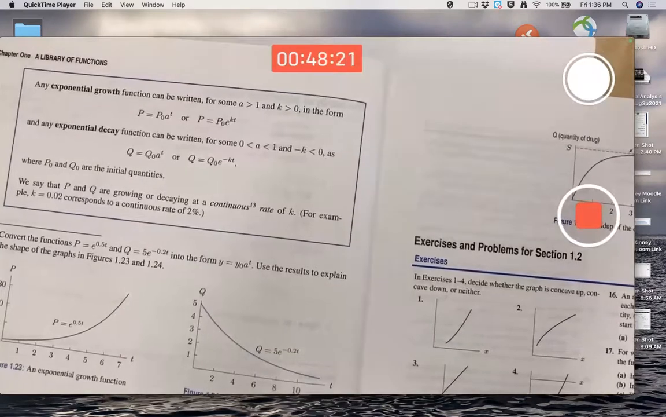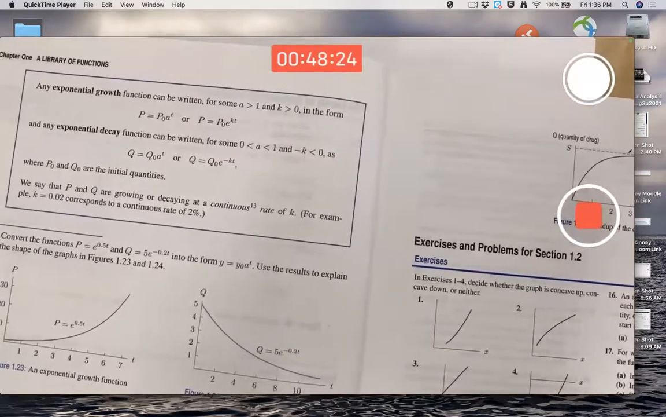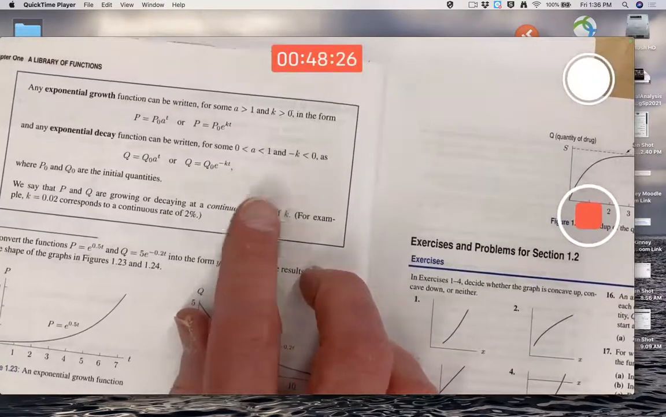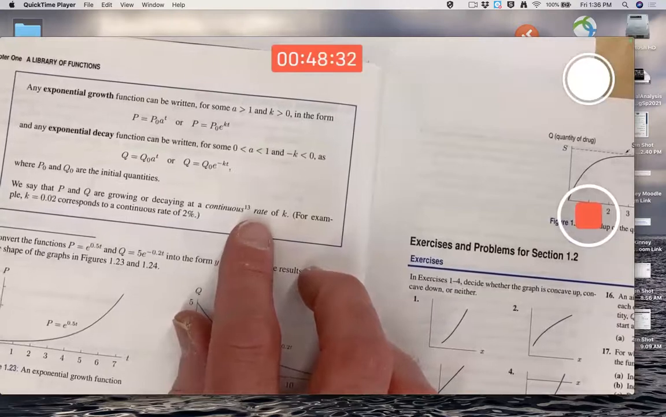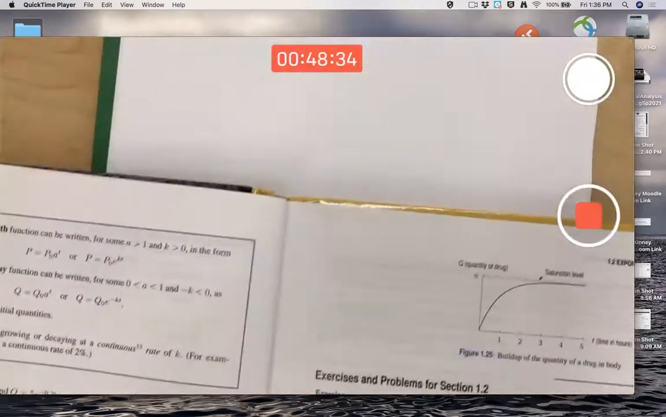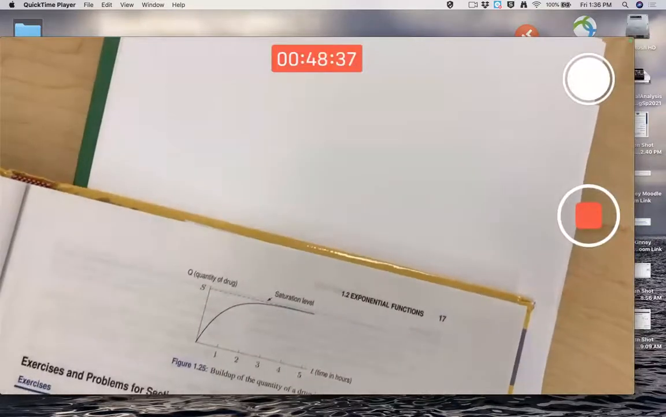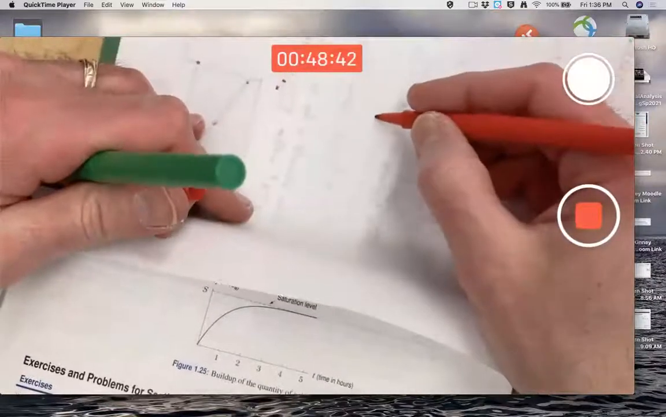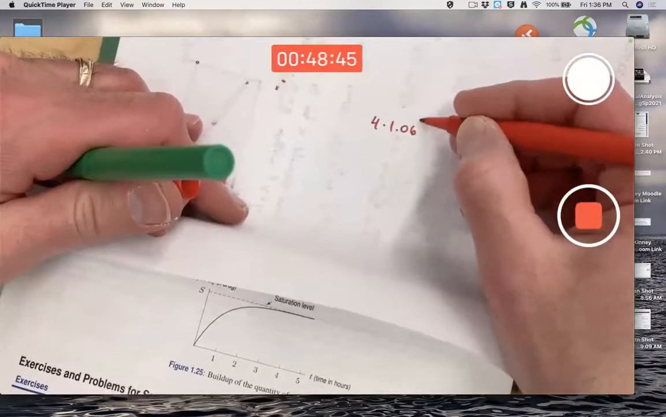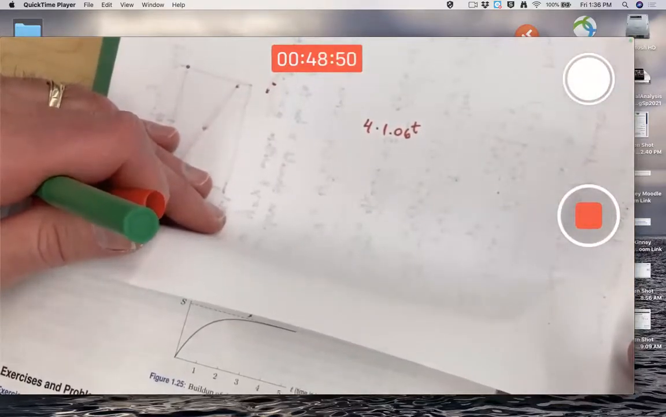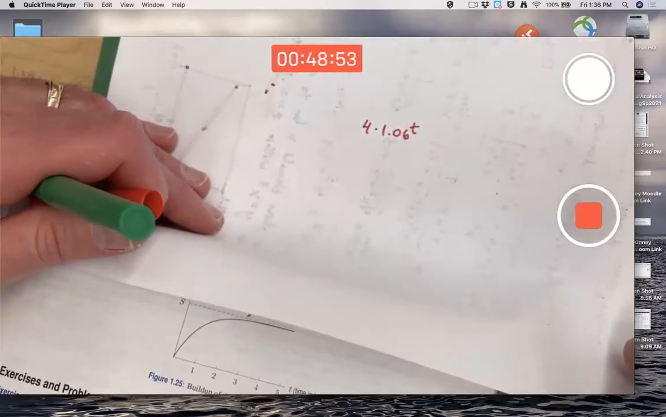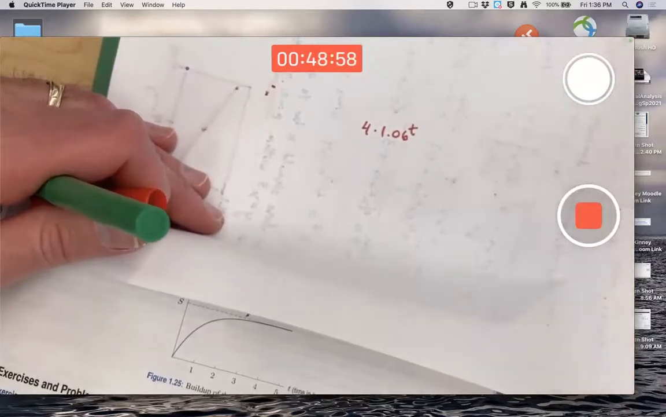Knowing what their graphs look like, knowing that you get a constant percent rate of change with exponential growth or decay, not a constant slope, constant percent rate of change. And for example, we emphasized that if you've got something like this, 4 times 1.06 to the t power, that represents 6% growth per unit time. The 0.06 can be interpreted as a 6% rate of growth per unit time, a relative rate of growth.